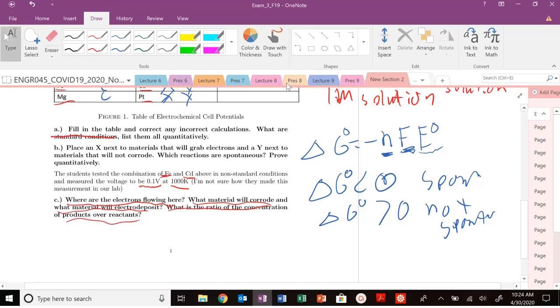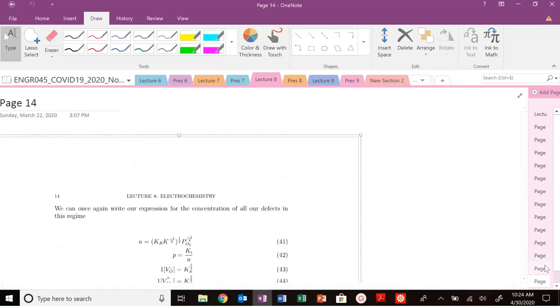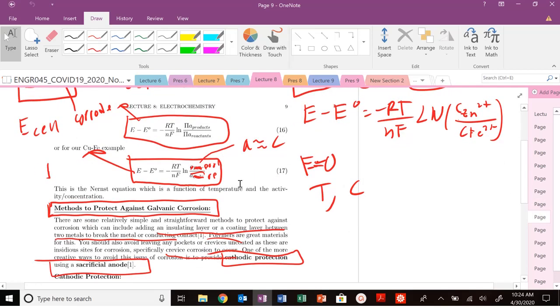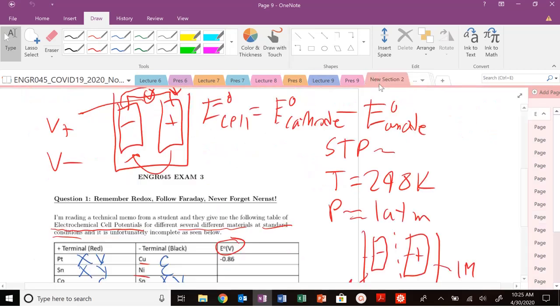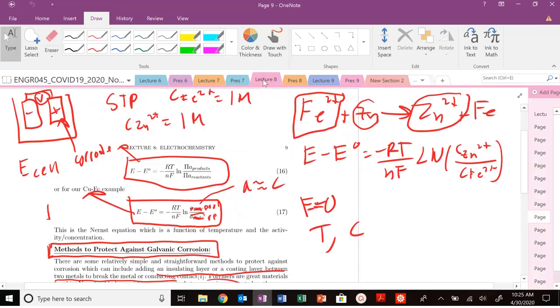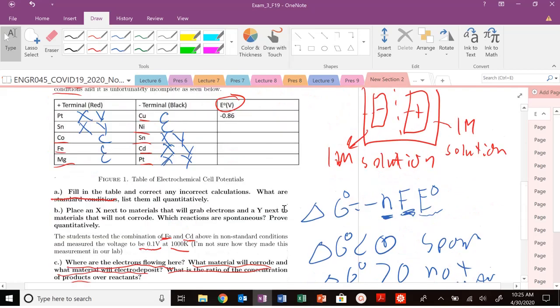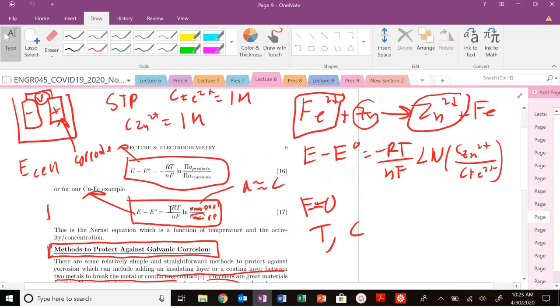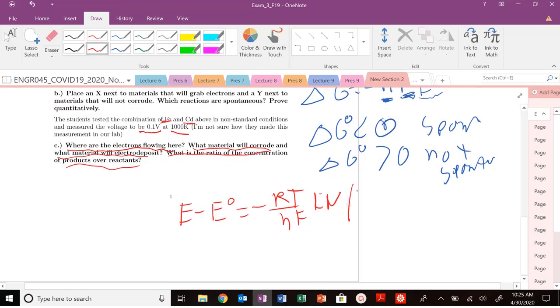So when we're not at standard conditions, we know from our lecture notes we need to utilize the Nernst equation. Let's rewrite it over here. So to use my Nernst equation, E minus E naught is equal to minus RT over nF times the natural log of the concentration of products over concentration of reactants.